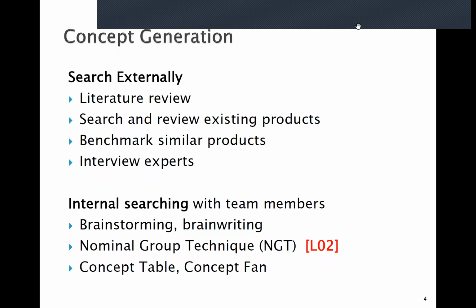External searching, as expected, includes literature survey or review, searching or reviewing some existing products similar to the product that we would like to design, and benchmarking similar products, sometimes interviewing some experts in that domain. As you might remember, nominal group technique, NGT, was also mentioned in lesson 2.